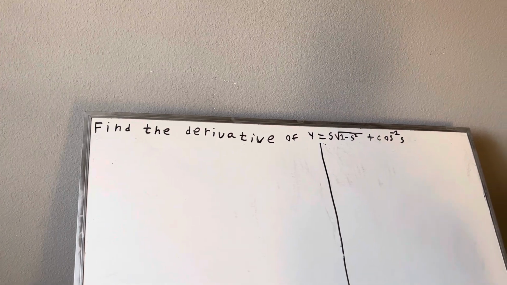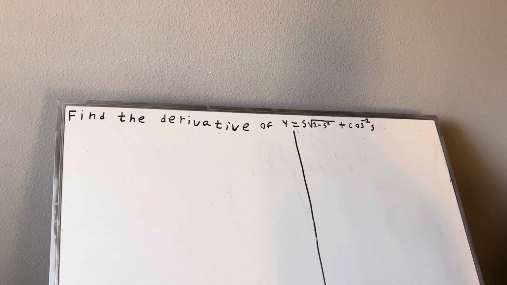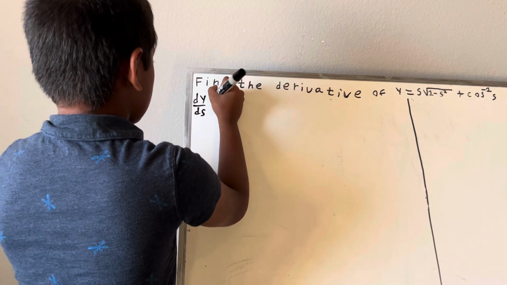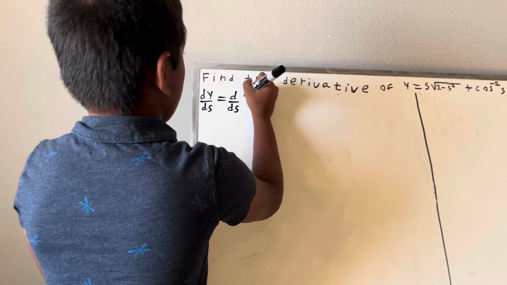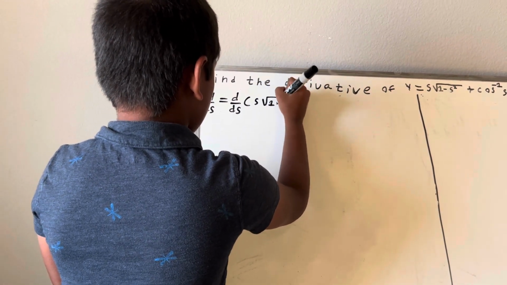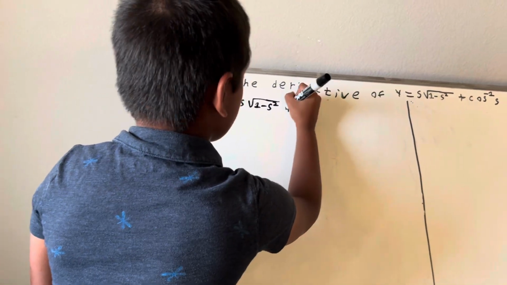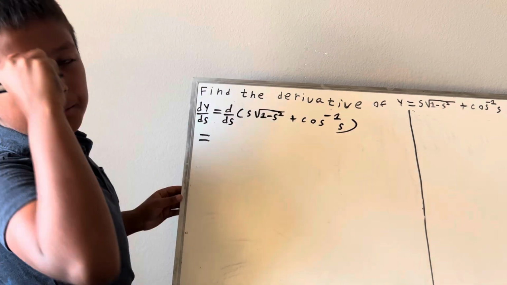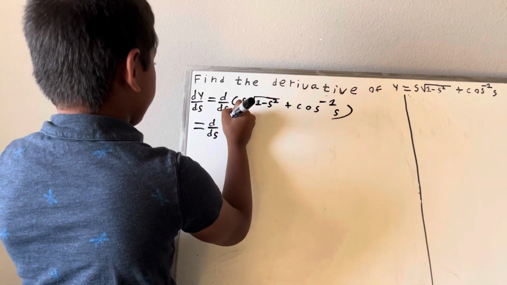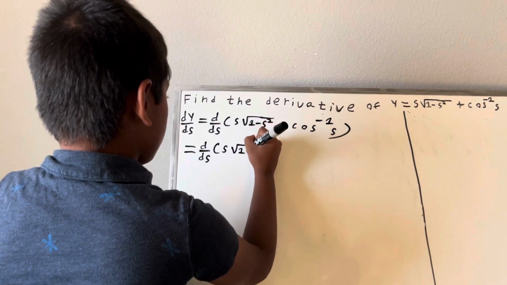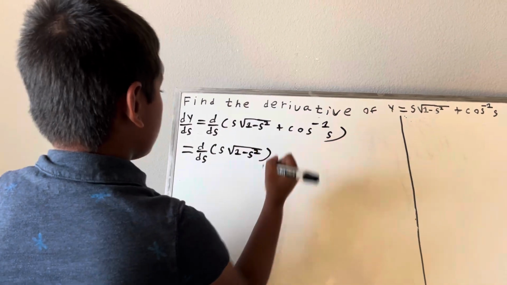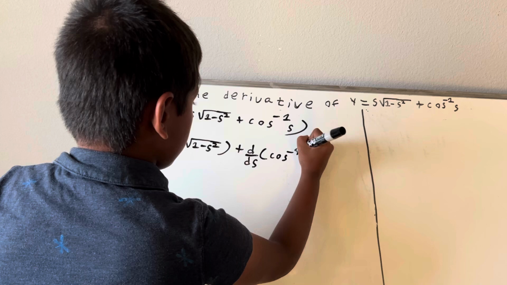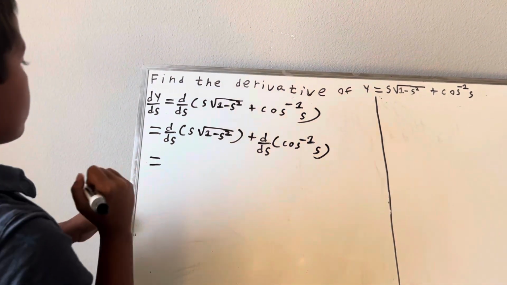So today we're going to find the derivative of y equals s radical 1 minus s squared plus cosine inverse s. First of all, on both sides we differentiate with respect to s. Now we have dy/ds equals d/ds of (s radical 1 minus s squared plus cosine inverse s). We know the derivative of a sum is the sum of the derivatives. So we have d/ds of s radical 1 minus s squared, plus d/ds of cosine inverse s.